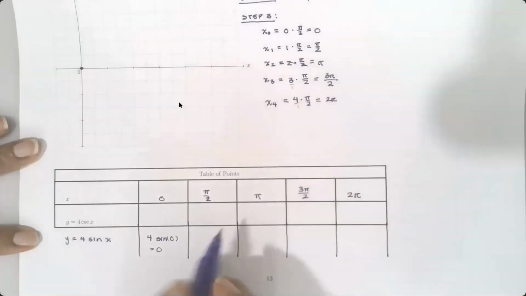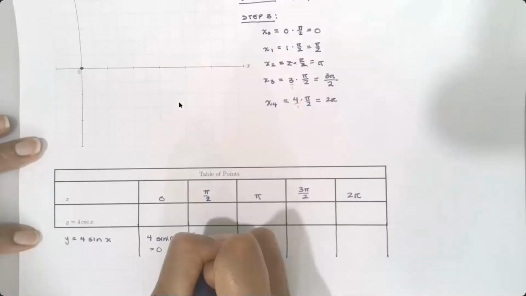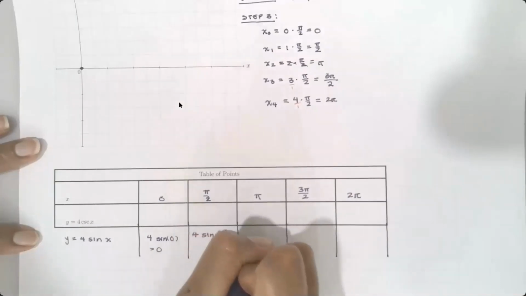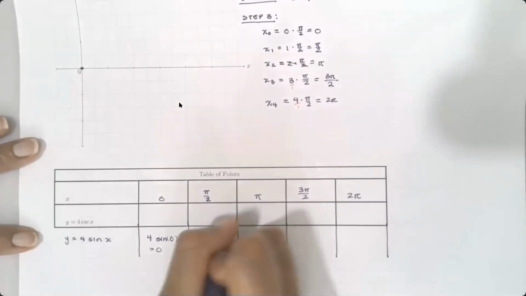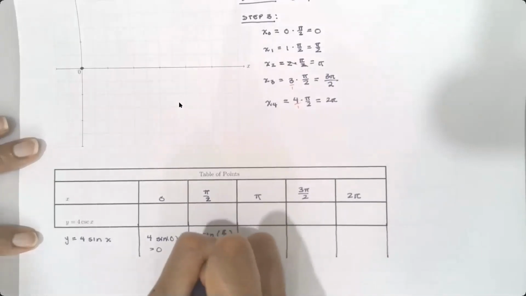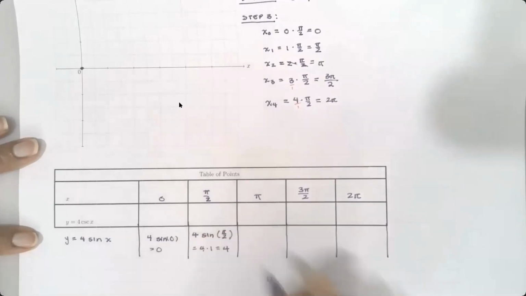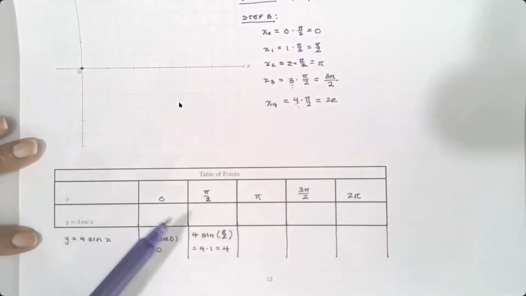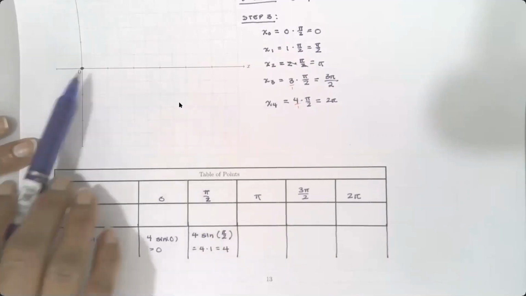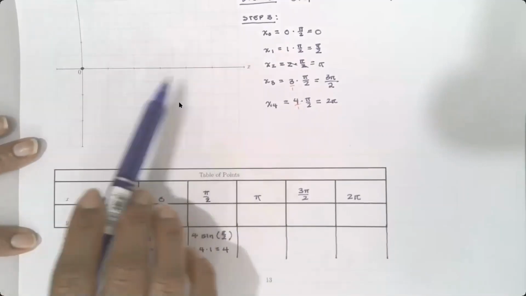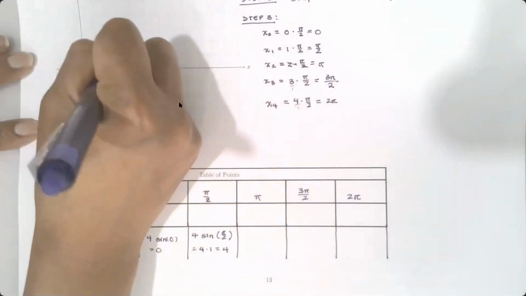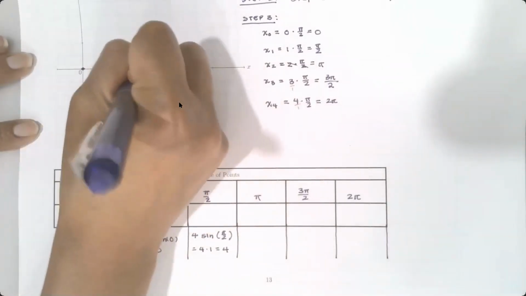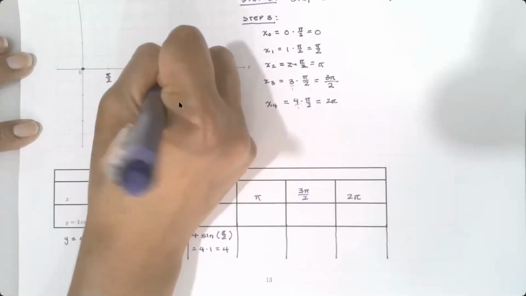Then we're going to plug in the pi over 2. So this becomes 4 times sine of pi over 2. Sine of pi over 2 is 1. So we get 4 times 1, which is just 4. So that means that we need to plot the point pi over 2 comma 4. And up to this point, I haven't really labeled any of the x tick marks, so let's do that first. This is going to be pi over 2, pi, 3 pi over 2, and 2 pi.